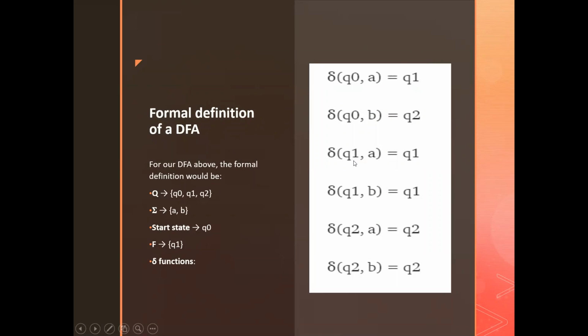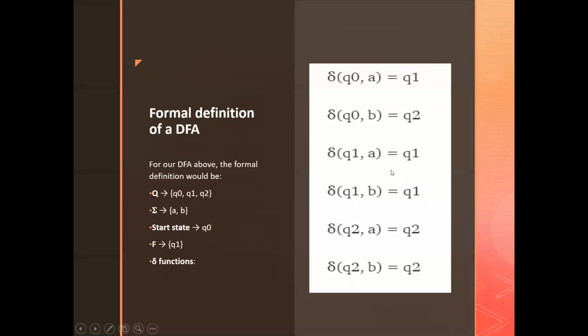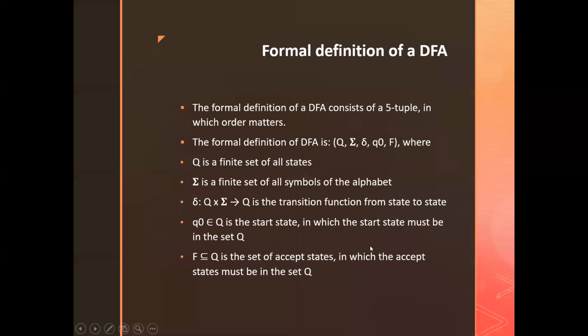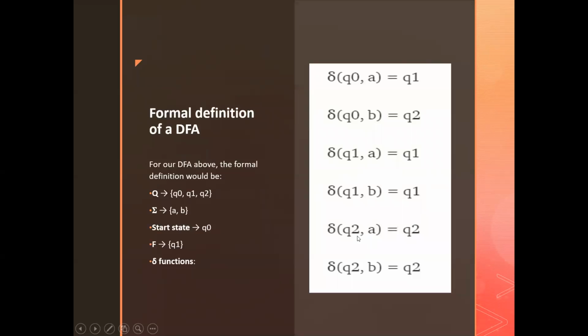Q1 on input A and B, you can see it stays on Q1 only. So accordingly, you can see here. And Q2 on input A and B, again it stays on Q2. So that is the reason you can see this transition function.